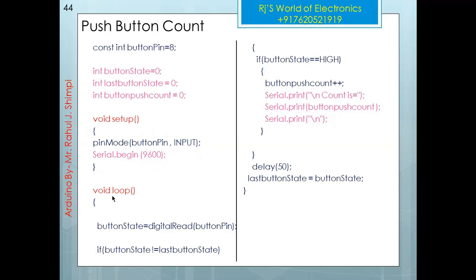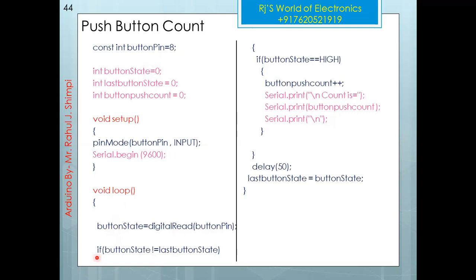Now next is the void loop function. Initially we will check the button state, whether the button is pressed or unpressed. It can be checked using the digitalRead function. This digitalRead will check the button state, whether it is HIGH or LOW. So buttonPin means it will check pin number 8. If it is HIGH, it will store that value into buttonState, which is initially 0. If it is LOW, it will keep it as it is. So it will check the status of buttonPin, that is pin number 8.